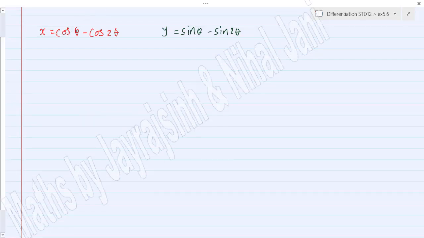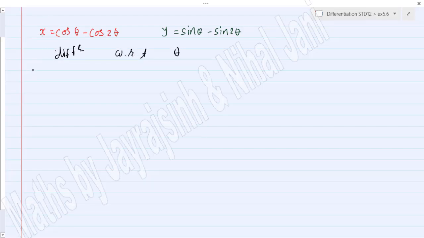Here we have x is equal to cos theta minus cos 2 theta and y is equal to sin theta minus sin 2 theta. x and y both are functions of theta. So we have to differentiate both functions with respect to theta.